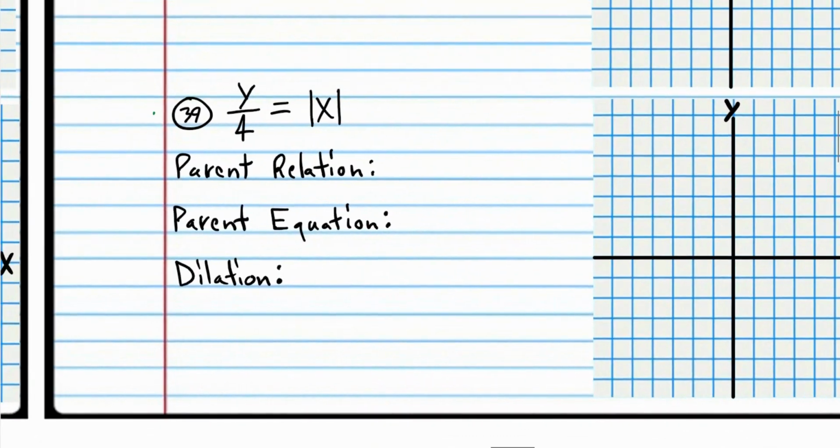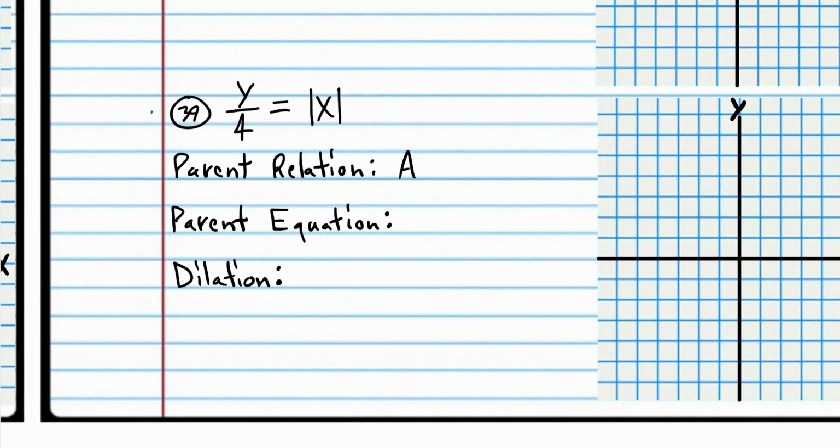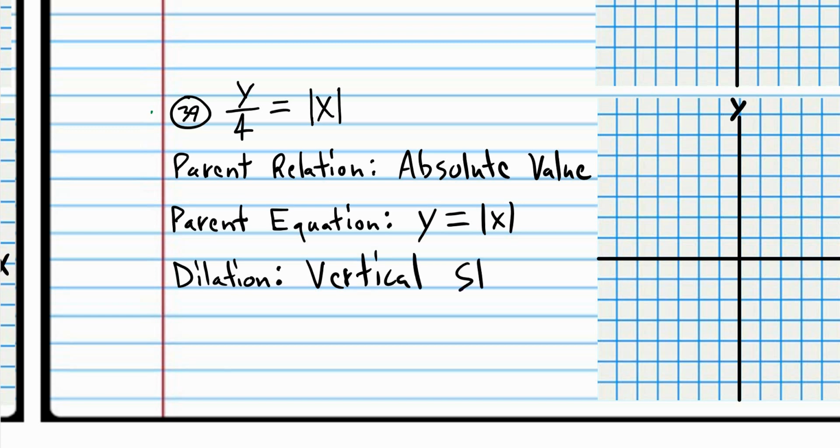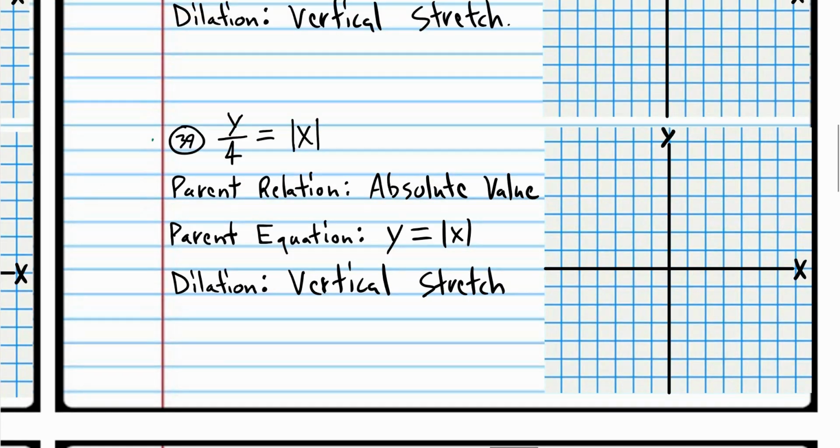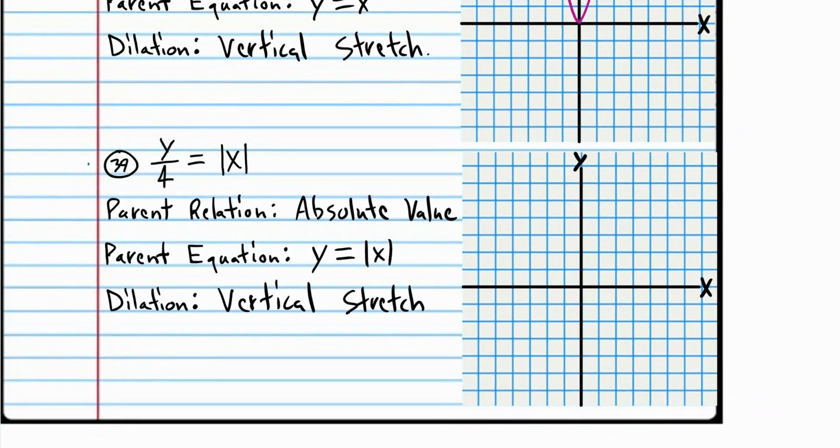Okay, we're back. So this is the absolute value parent relation, and the parent equation is y is equal to absolute value of x, obviously. This is a vertical dilation, and it's a stretch, because whenever you're dividing y or x, it's always a stretch. The absolute value graph looks like this, but we're going to multiply all the y values, because when you're dividing y in the equation, you multiply all the y values in the graph.